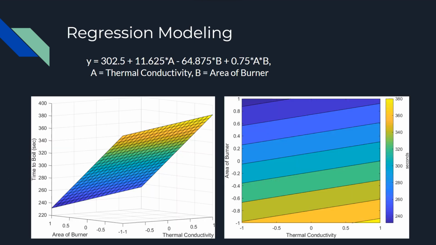As the analysis of variance concluded that thermal conductivity and burner size were the most vital individual factors, we used them both to model our regression equation. As you can see on top of the slide, the equation is listed. Based on both the surface plot and contour plot, the optimal method to achieve the quickest boil time of roughly 235 seconds would be to use a large burner size with a pot that has low thermal conductivity.